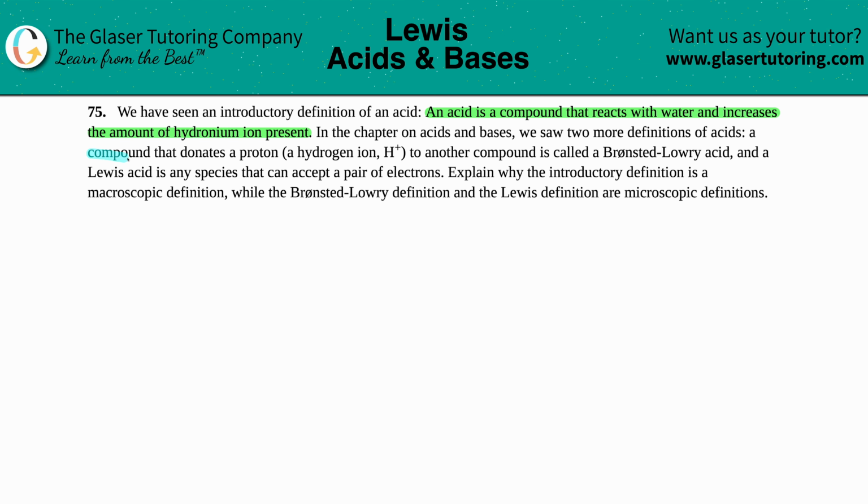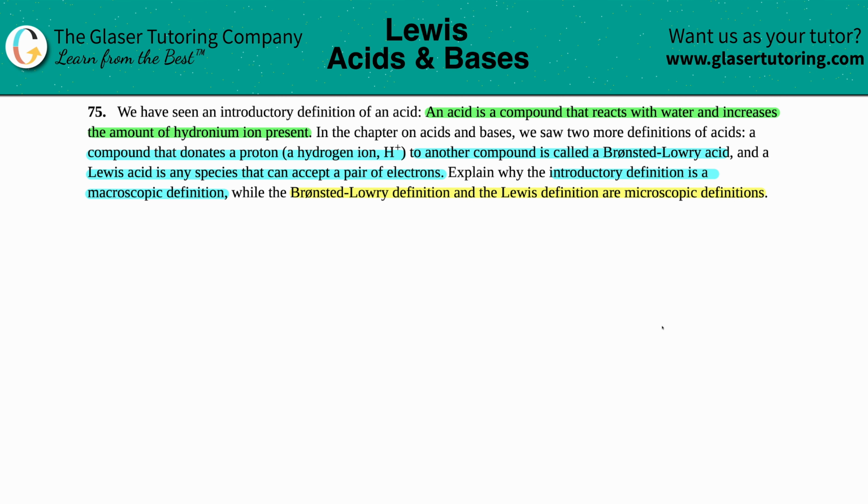A compound that donates a proton, aka a hydrogen ion or an H+, to another compound is called a Bronsted-Lowry acid, and a Lewis acid is any species that can accept a pair of electrons. Explain why the introductory definition is a macroscopic definition, while the Bronsted-Lowry definition and the Lewis definition are microscopic definitions.